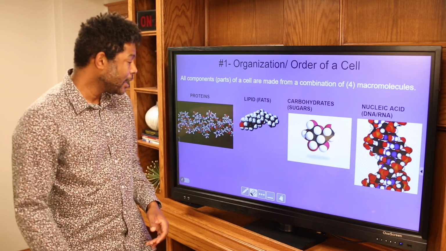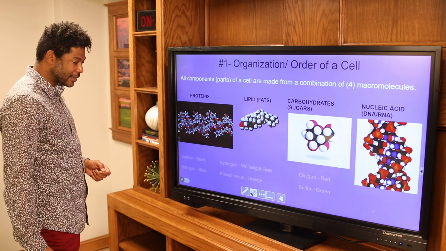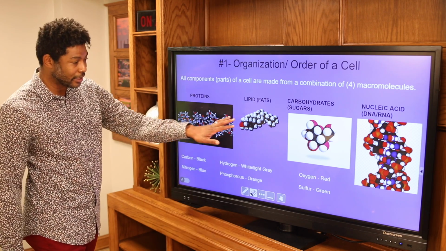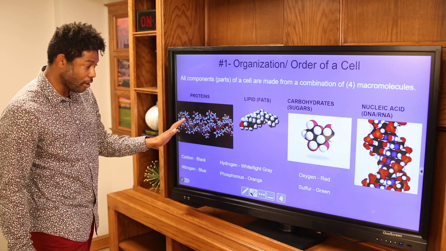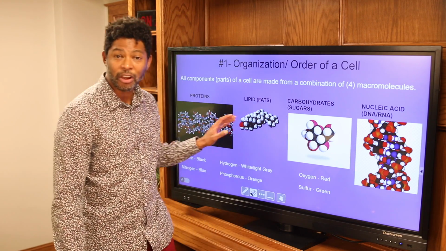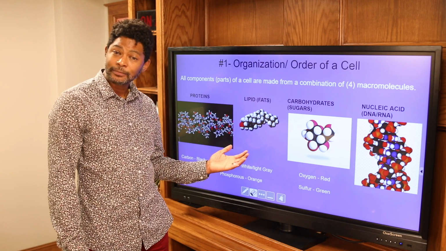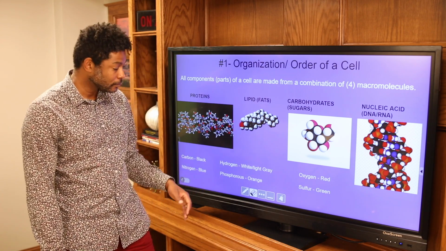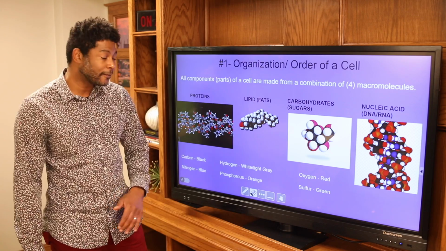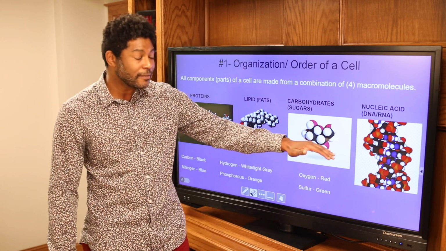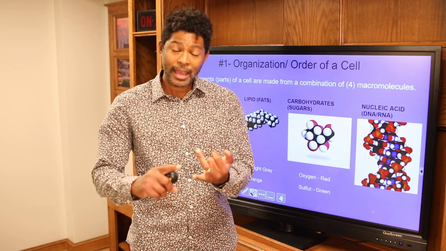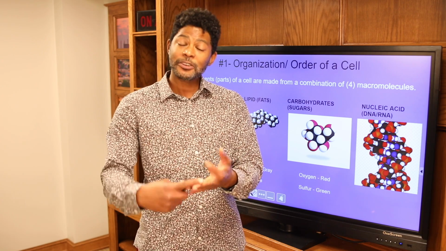Here's what I'm saying. If you're looking at this, what you'll find is that carbon atoms here are black, and all of these have some black or dark gray spheres. Hydrogen is white, or light gray. Oxygen is red, and if you look at every single one of these, they have carbon, oxygen, hydrogen.